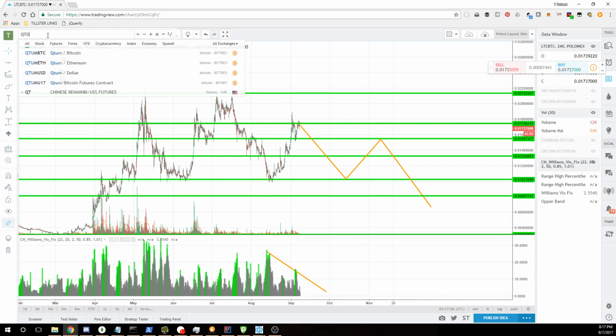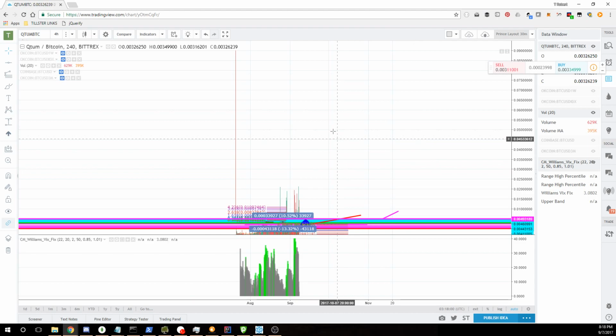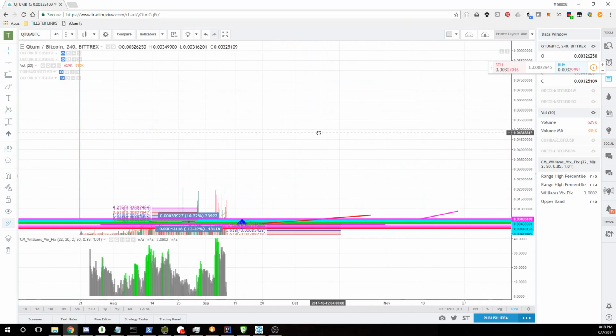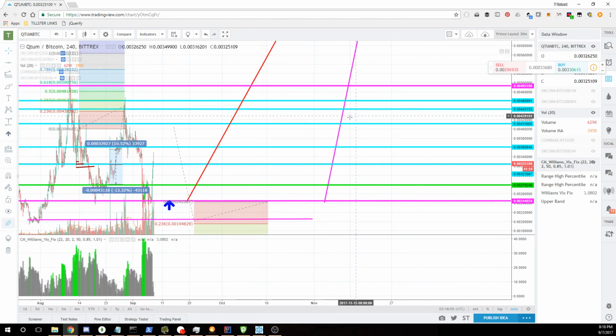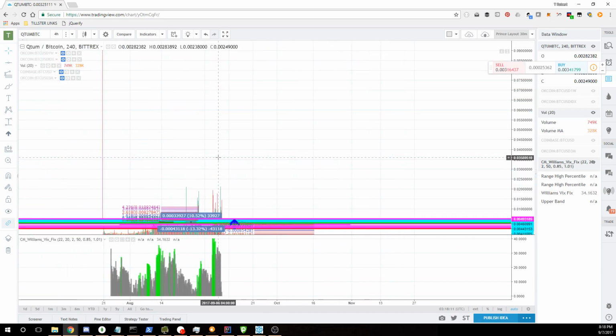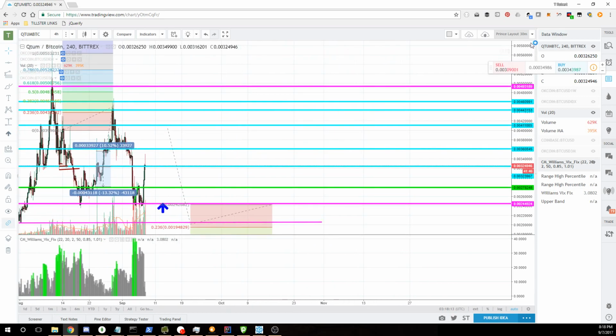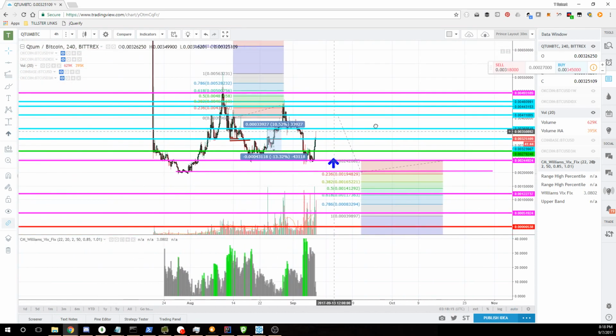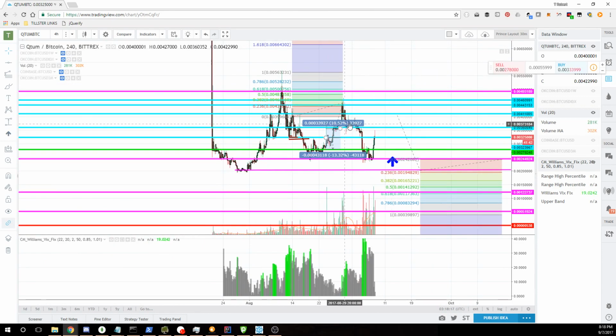I would be remiss if I didn't do Quantum. This is the gift that keeps on giving for me. How did we get here? Well, let's get rid of this crapola, and let's stop moving things around. You see, I've already marked up this chart pretty heavily.